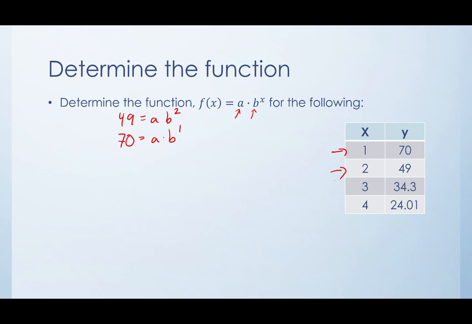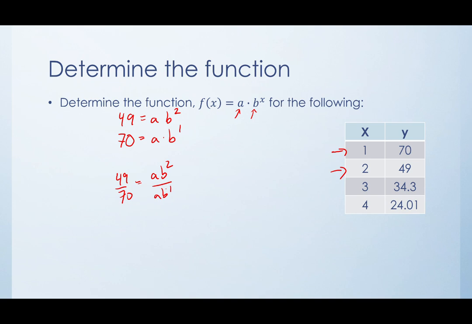Now you can do one of two things. You can say, I'm going to solve for either A or B and plug it into the other equation, or you can take a ratio, which is normally what I'm going to encourage you guys to do, and you can say, okay, I got 49 over 70 is equal to AB squared over AB to the 1.